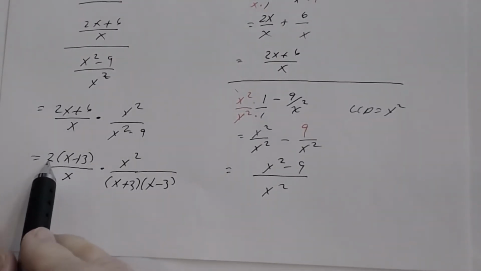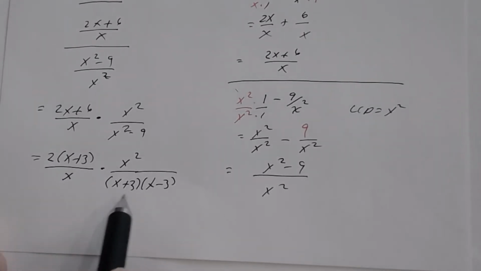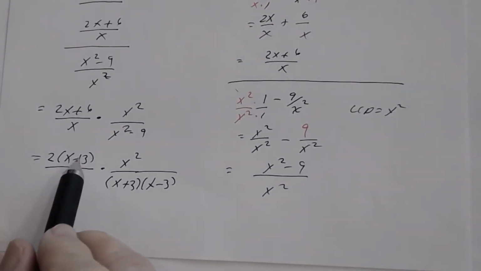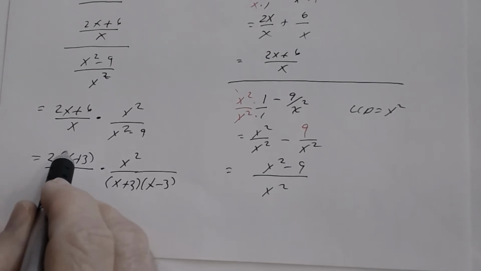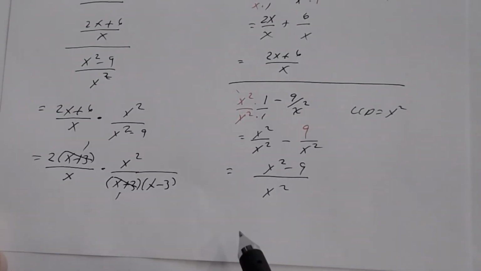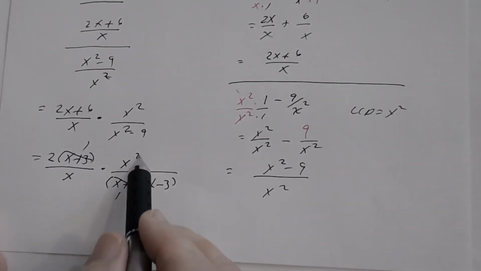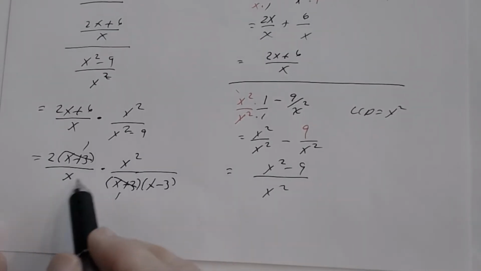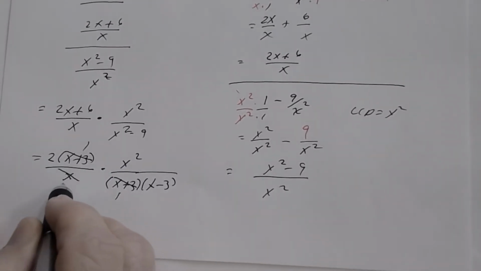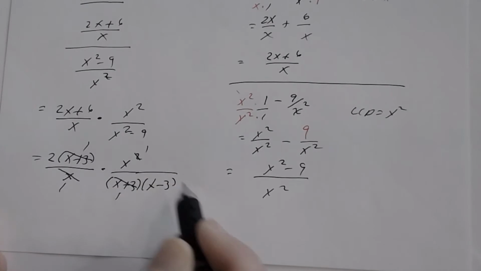My first factor I see is a 2. I don't see any factors of 2 in the denominator. The next factor I see is x plus 3. I see one here, so I can reduce that. I can divide those out. The next factor I see is 2 factors of x. I see one here, so I can reduce one of those. And so that's all you can do.